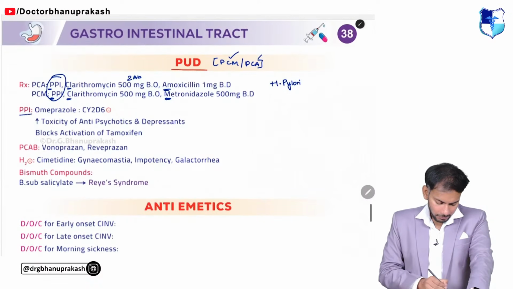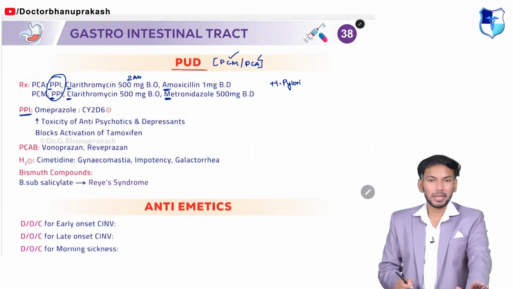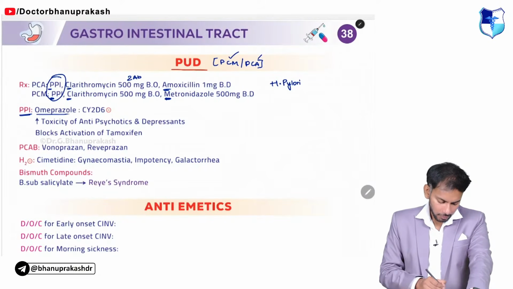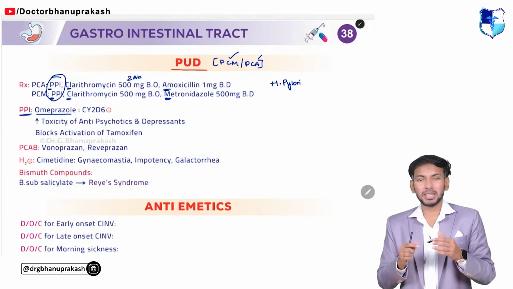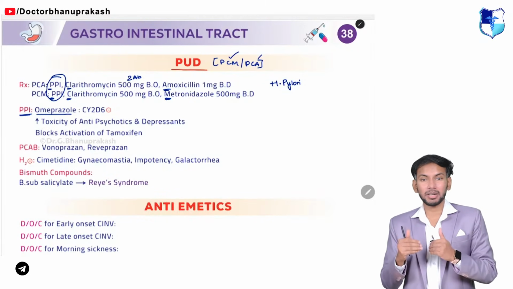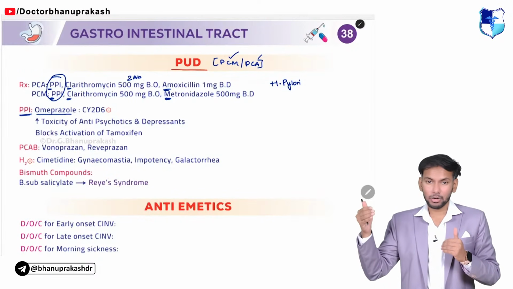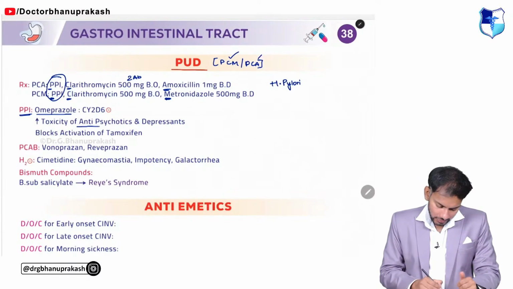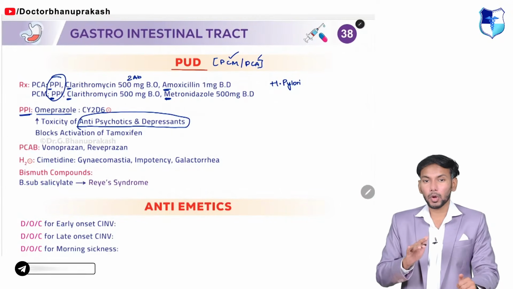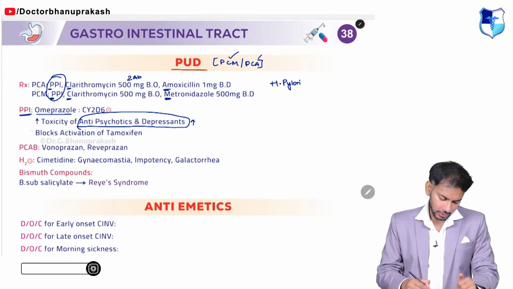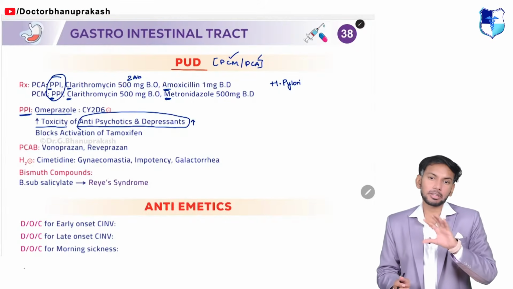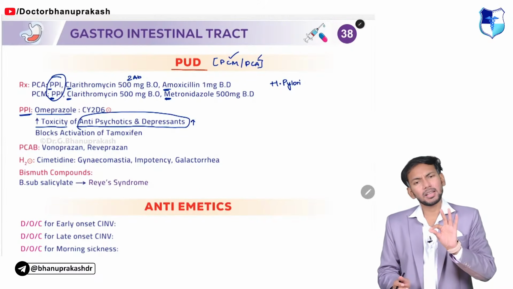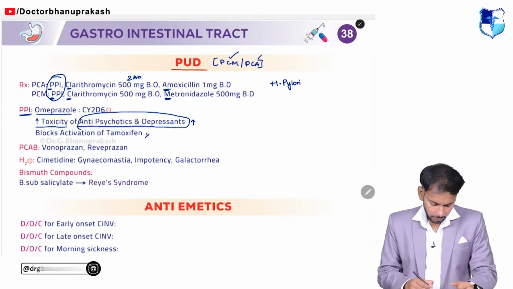Now coming to these PPIs, these are proton pump inhibitors. The drug is omeprazole. It is a CYP2D6 inhibitor. If it inhibits CYP enzymes, metabolism will decrease and it will increase the effect of those drugs. Antipsychotics and antidepressants are metabolized by CYP2D6, so if you are blocking this, toxicity of these drugs will increase. CYP2D6 is also required for activation of tamoxifen. If you are blocking CYP2D6, there is no activation of tamoxifen.